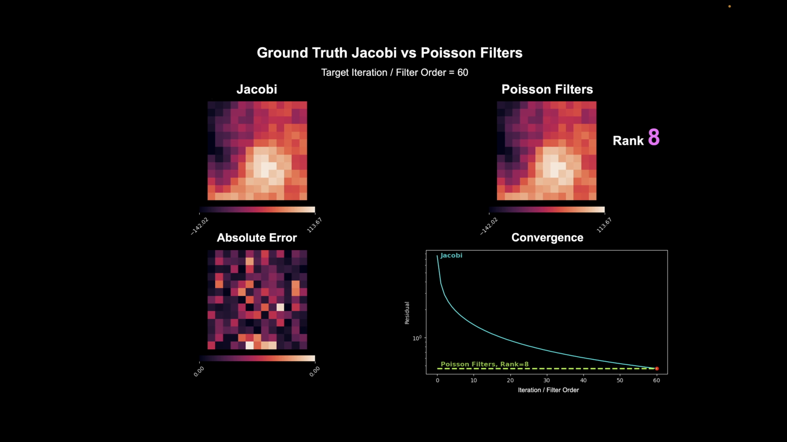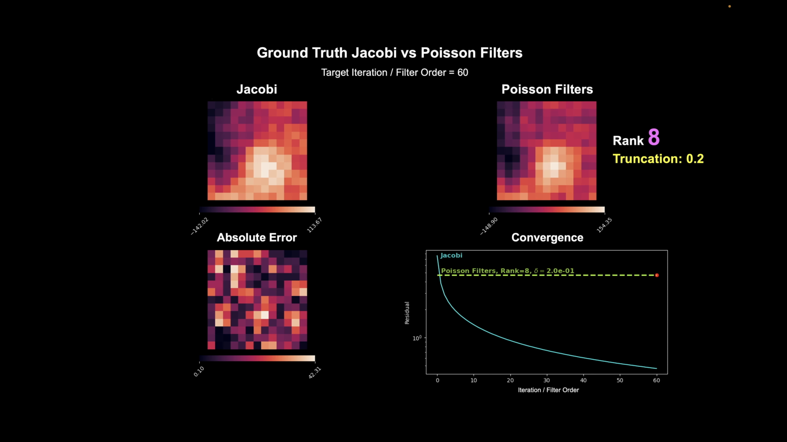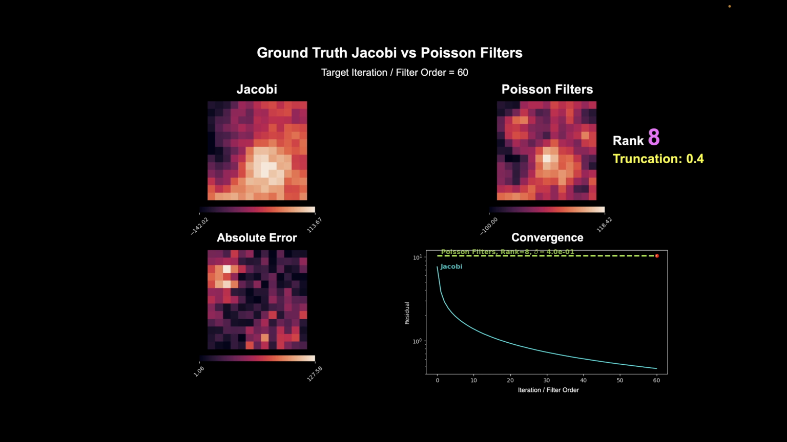We are only showing the absolute error up to 2 decimals, so the range of the lower left heat map is not really 0, but very close to 0. We can even observe visually that the solutions to Jacobi and Poisson filters are virtually the same. Now, if we start trimming the filters with a truncation threshold, you see as the threshold gets more aggressive, the residuals of the Poisson filters get worse and worse as expected. Trimming the filters has a direct effect on the computational cost. The harder the threshold, the faster the solver, and the worse the quality.